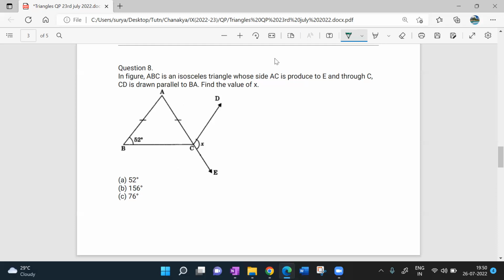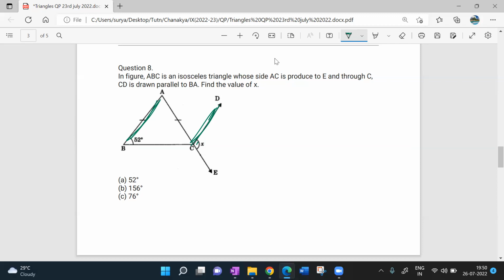Wait. ABC is an isosceles triangle. Two sides are equal, whose sides AC. This AC is produced to E through C. CD is drawn parallel to BA. Yes, these two are parallel. Look at this one, both are parallel. So, angle ABC is given 52 degrees. AB is equal to AC, given to you.